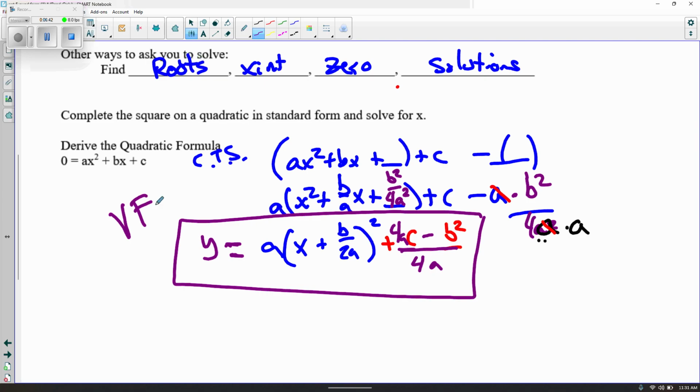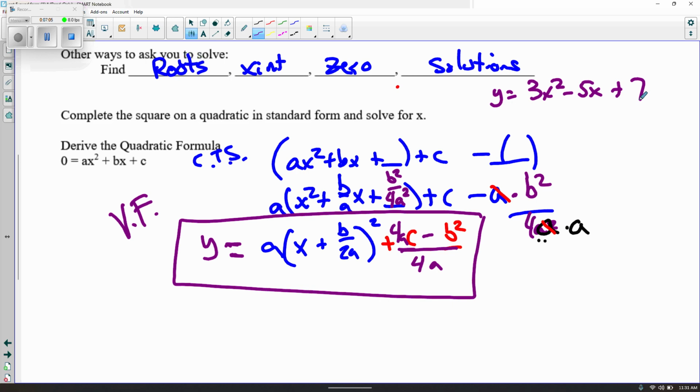That is your vertex form. So pause and digest this for a second. Here's something really cool: if I gave you y equals 3x squared minus 5x plus 7, and I said, give me this in vertex form.